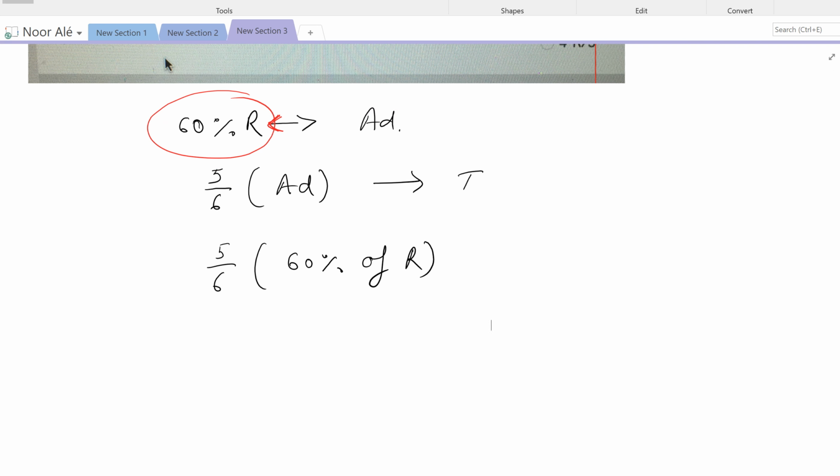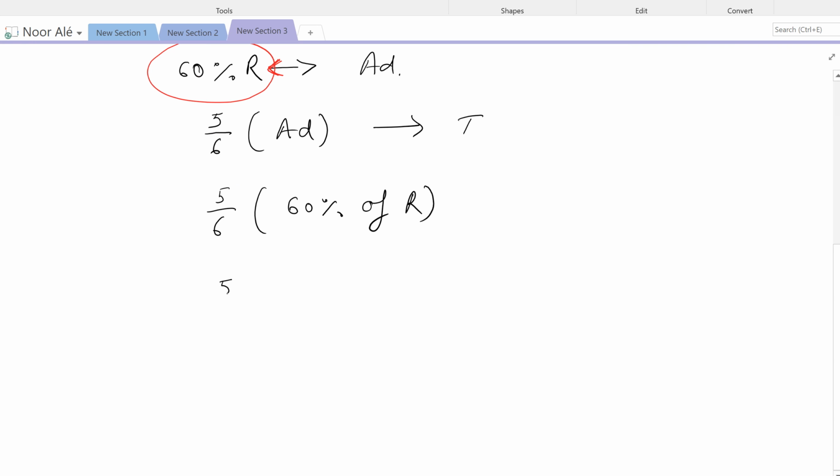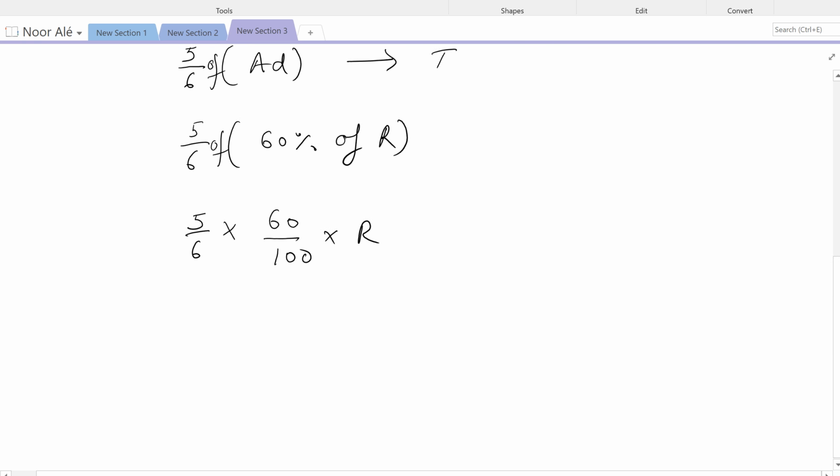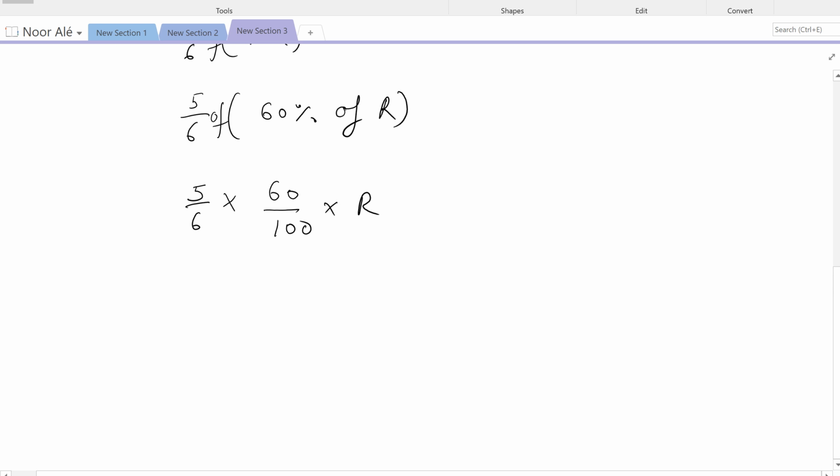Therefore 5/6, and this bracket is kind of multiplication, because they're saying 5/6 of. Where we have "of," you multiply. So you do 5/6 of 60%, which means 60 out of 100, of R, the number whose value we don't know. Now you simplify that, and that's going to be your answer.